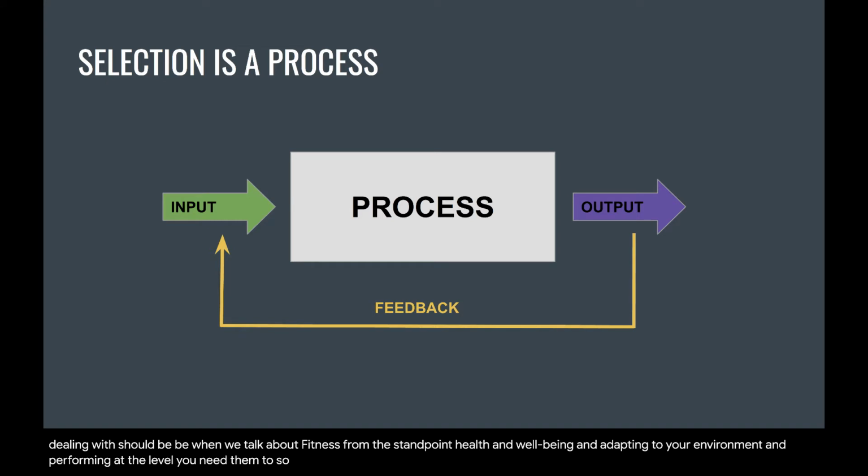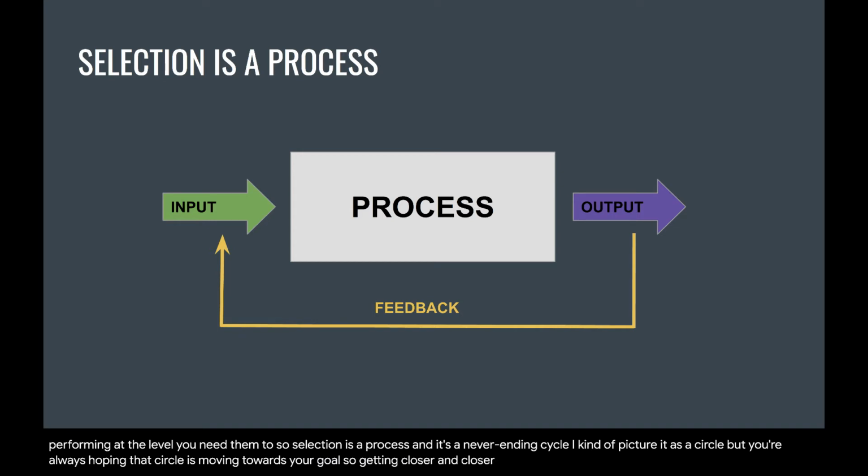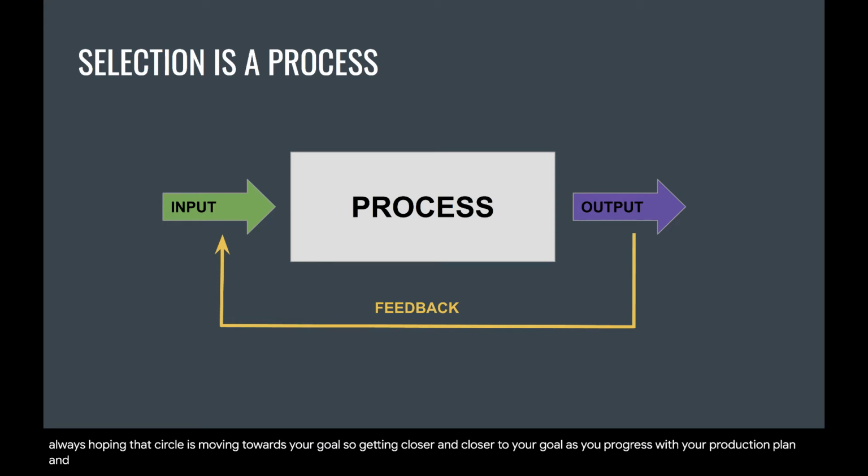So selection is a process, and it's a never-ending cycle. I kind of picture it as a circle, but you're always hoping that circle is moving towards your goal, getting closer and closer to your goal as you progress with your production plan. And so there's inputs, and that can vary. The basic inputs: feed, nutrition, genetic seed stock, those types of things.